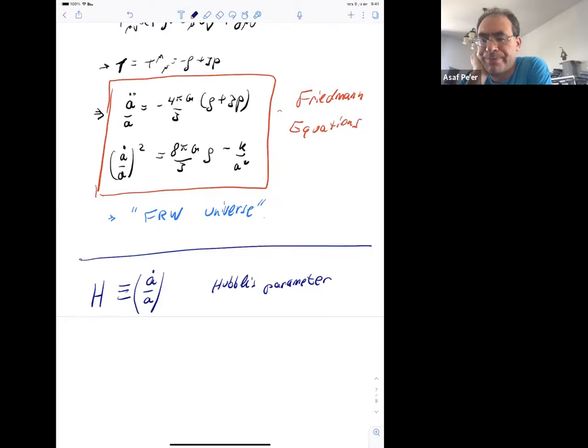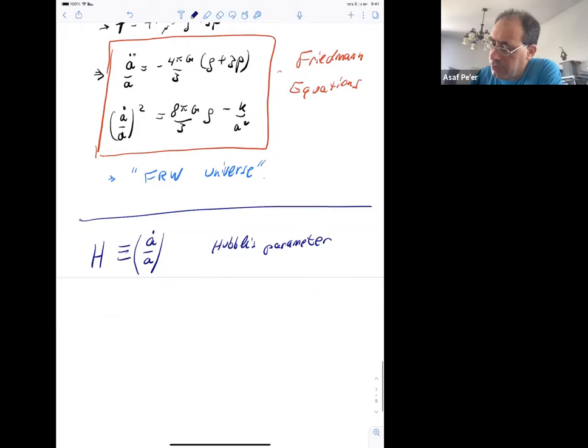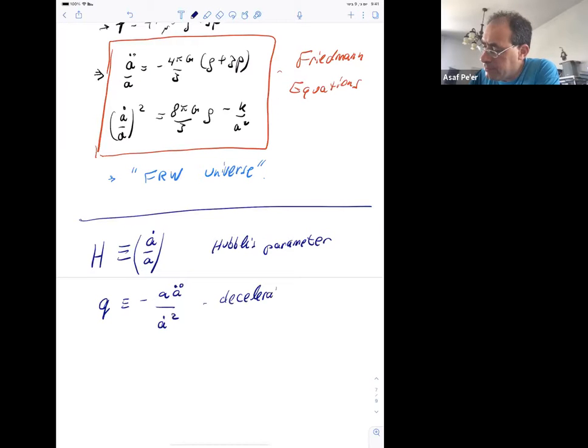Since the scale factor is some function of time, the Hubble parameter also changes with time. Now we are also defining what's called a deceleration parameter, call it Q, and it is defined to be minus A double dot over A dot squared. This is called the deceleration parameter, and that measures the rate of change of the rate of expansion, essentially.